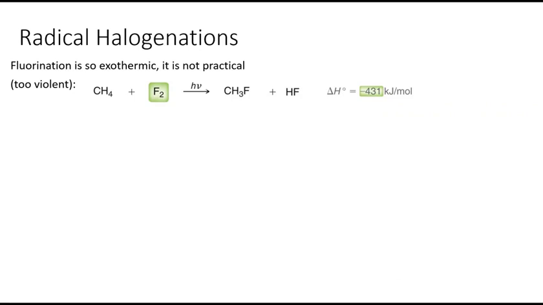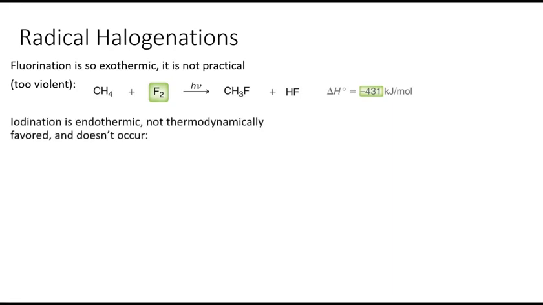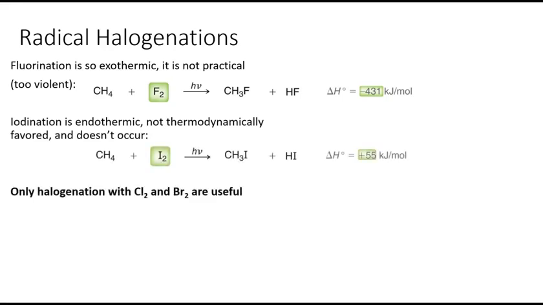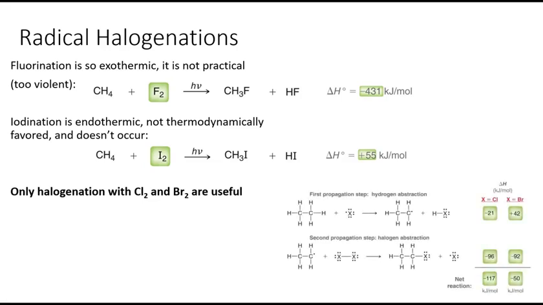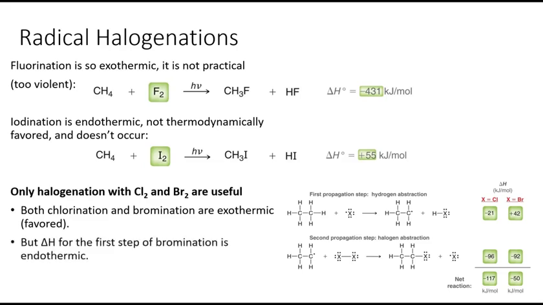Radical halogenations. Fluorination itself is so exothermic it is not practical due to how violent it is. Iodination is endothermic, meaning it's not thermodynamically favored and doesn't occur. Only halogenation with chlorine and bromine are useful. In terms of their favorability, they are thermodynamically favored and they're not too violent. Both chlorination and bromination are exothermic.